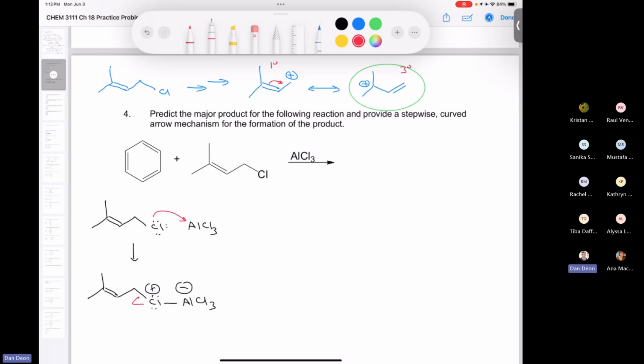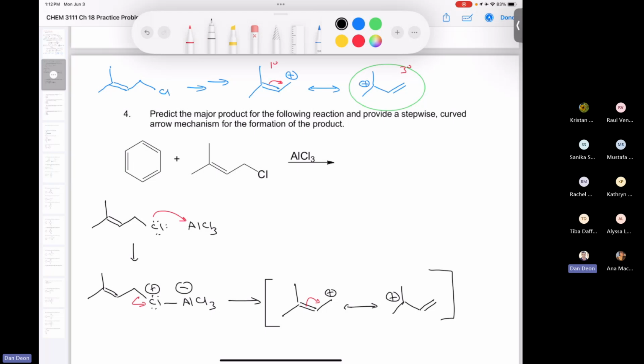So we're going to break this bond, and we're going to end up with this allylic carbocation, but of course that has a resonance form. It's going to look like this. We'll draw the resonance form. And that's even more stable because it's tertiary allylic. And so that's the part that's going to react with the aromatic ring.